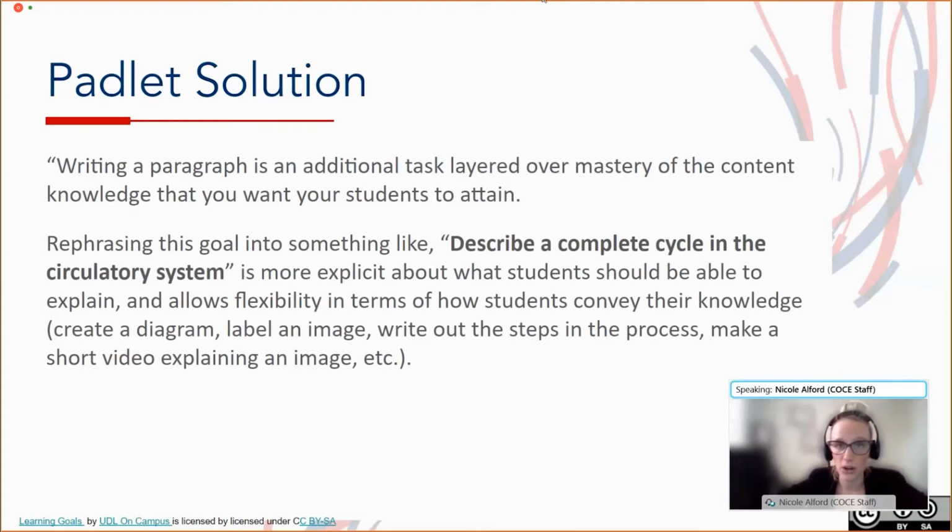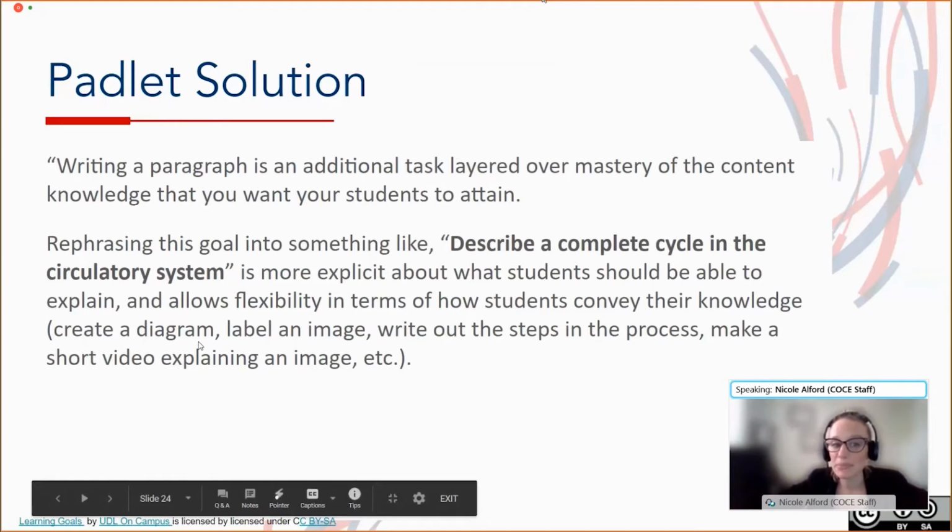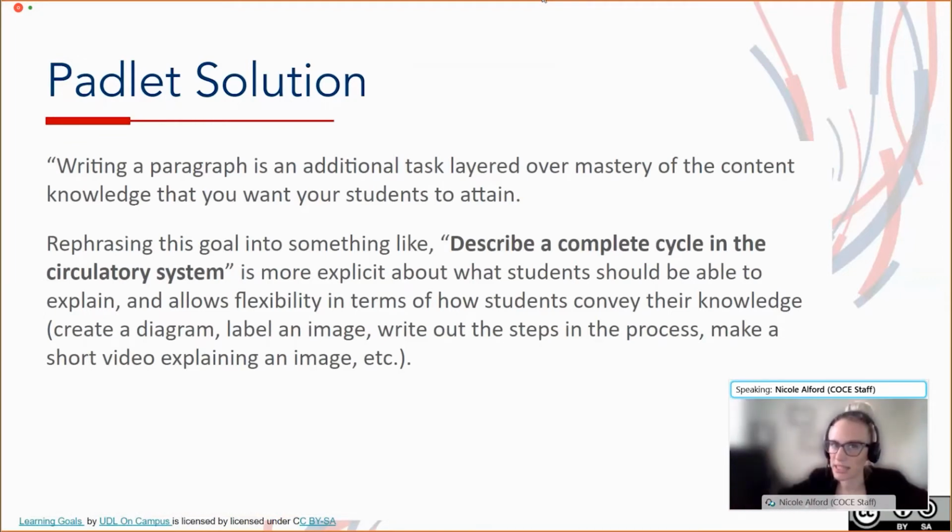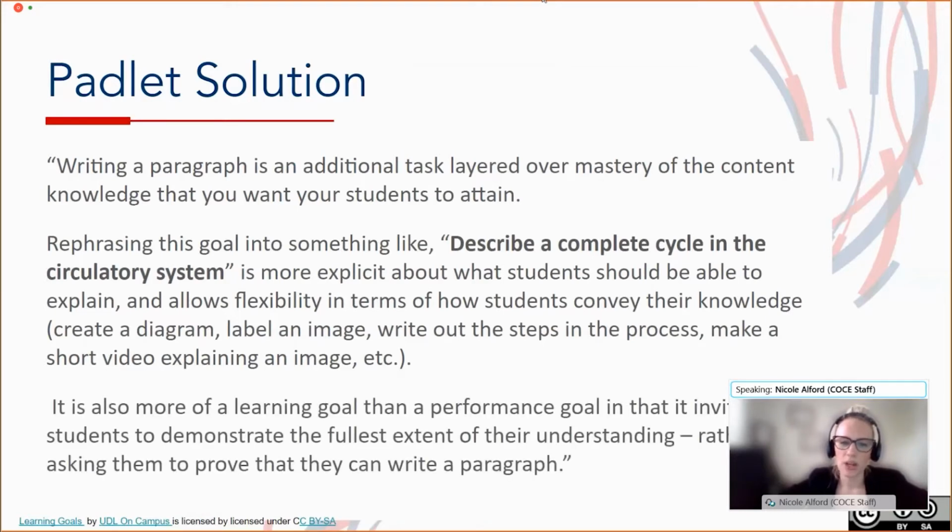So we want the complete cycle of the circulatory system. And it allows them to, as you mentioned, create a diagram, maybe write the steps out, label an image, maybe do a short video of them explaining it themselves. There are so many options here that students can demonstrate their level of understanding of a concept other than just one. So it becomes more of a learning goal than a performance goal, and it lets them choose how they want to do that.